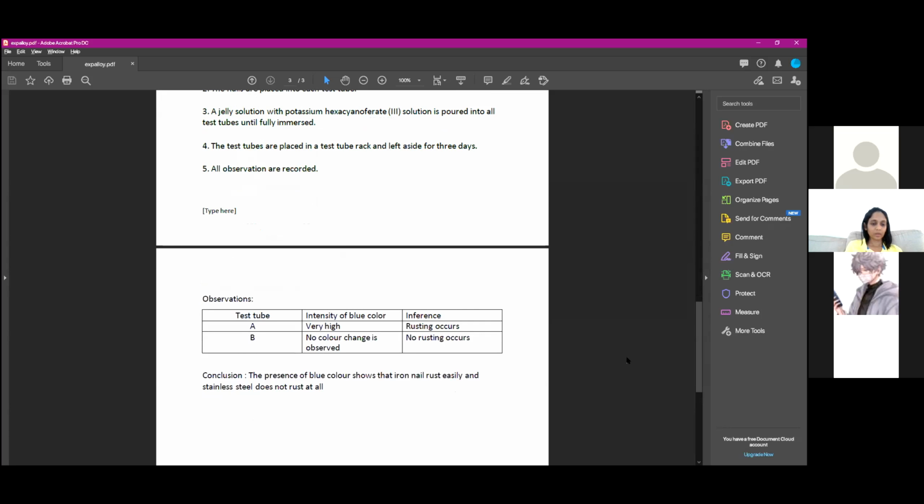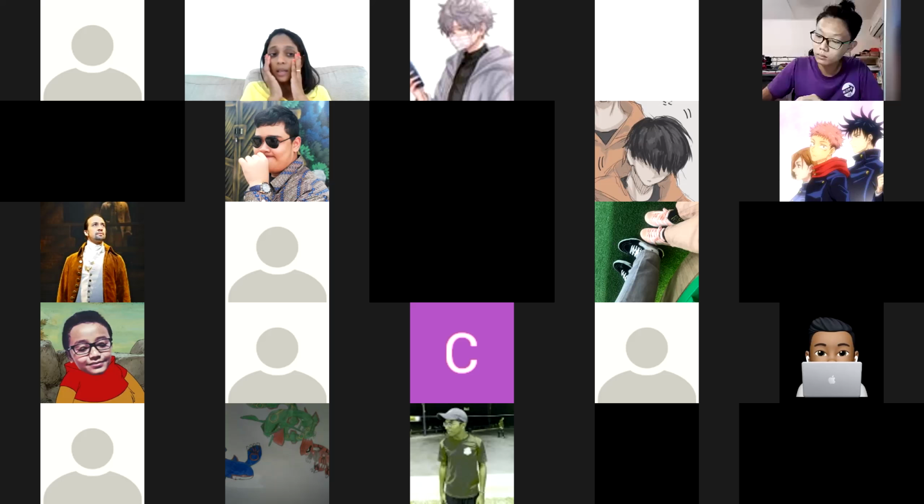For the result, for test tube A, which is the iron nail, the intensity of blue color is very high. That means rusting occurs. For test tube B, which is stainless steel, no color change is observed, which means no rusting occurs. For the conclusion, presence of blue color shows that the iron nail rusts easily and stainless steel does not rust at all. Okay, full marks. Well done. Simple, easy. Comment for them and we go to 10B.